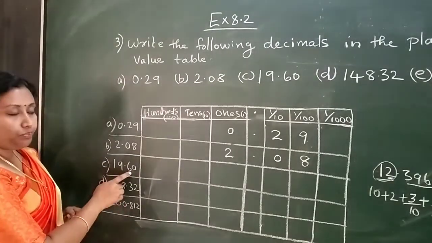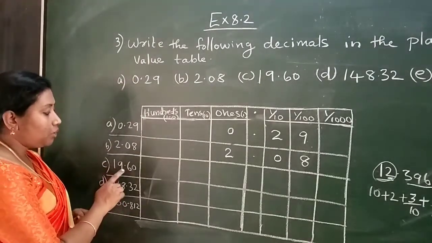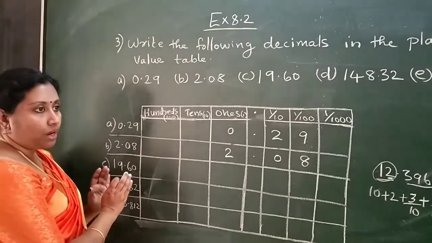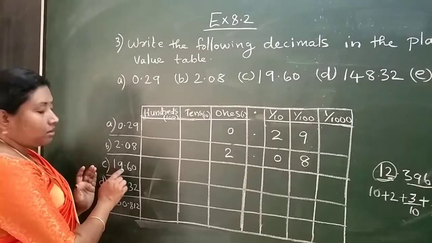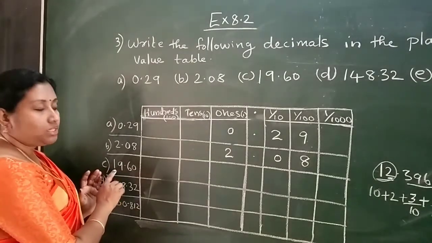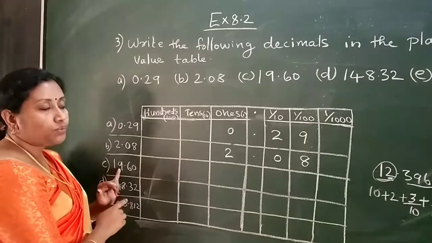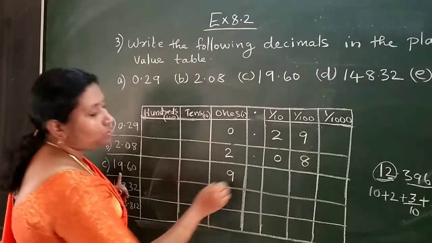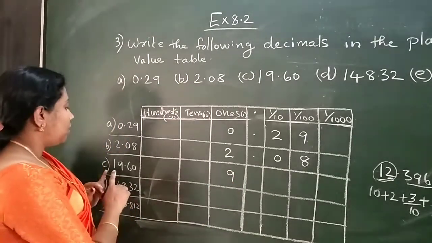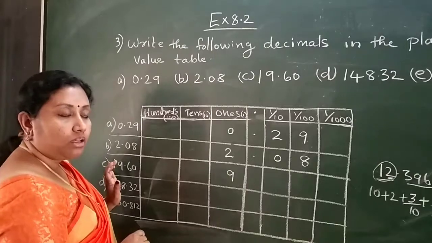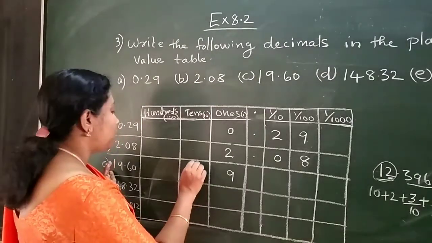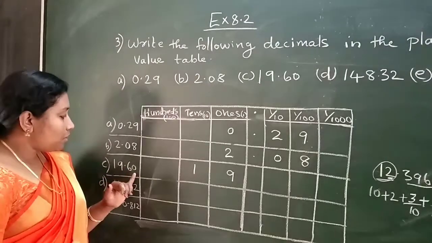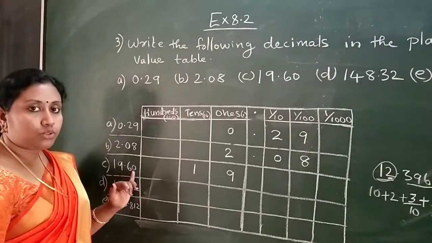Then your third question, 19.60. 19 is the whole number part. In that part, how many digits are there? 2 digits are there. The place value of that 9 is the ones place number. So you write 9 here. Then what is the place value of this one? It is the tens place number. So this is the position of 1. Then in the decimal part, how many digits are there? 2 digits.